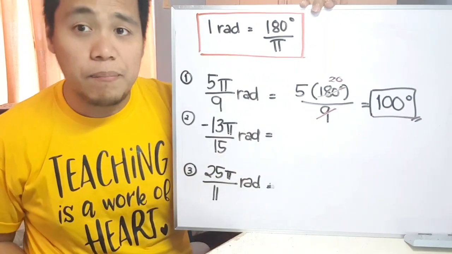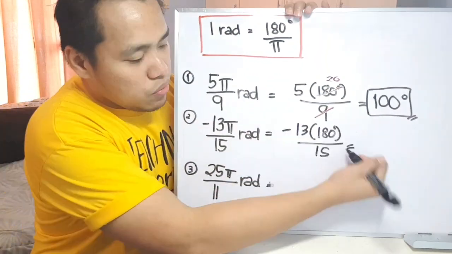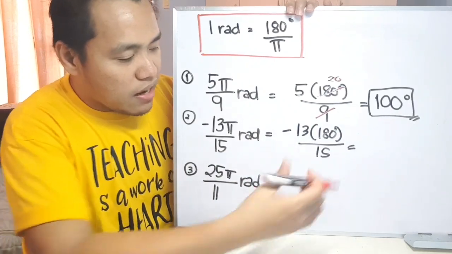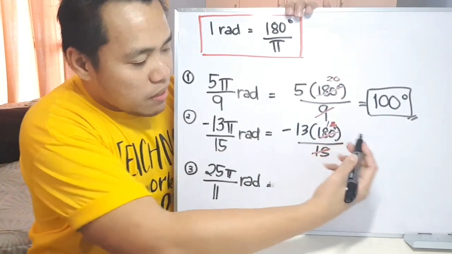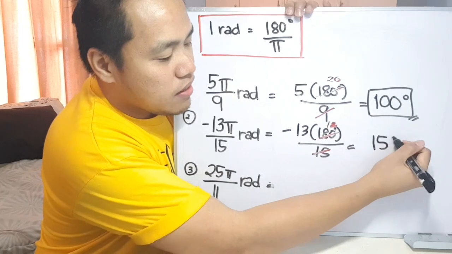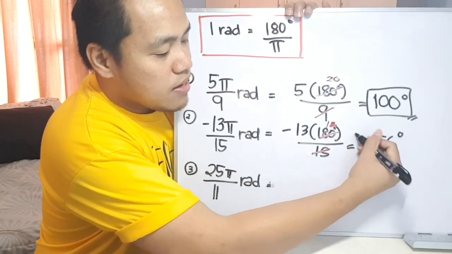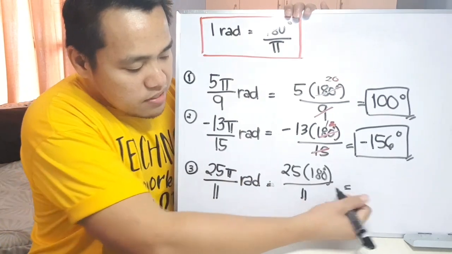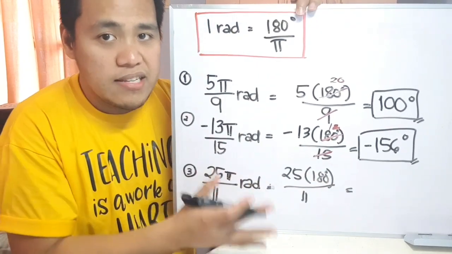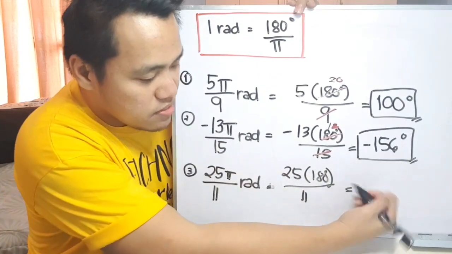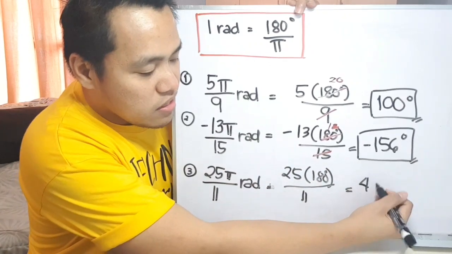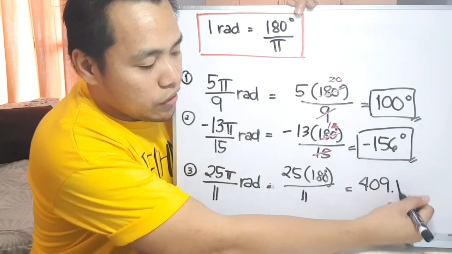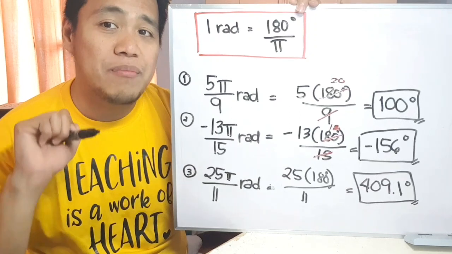For the second example, the same will be applied. Again, by simply using the cancellation, then 13 times 12 is 156 degrees. But don't forget the sign since it is negative. And for the last one, since they are not divisible or we cannot cancel anything, we will just directly get the answer, and that is 409.1 degrees.